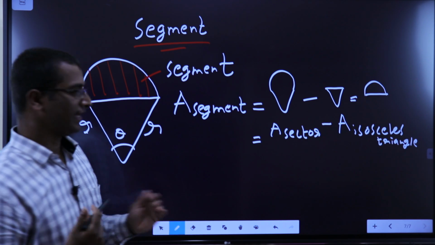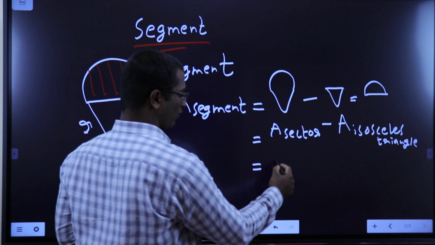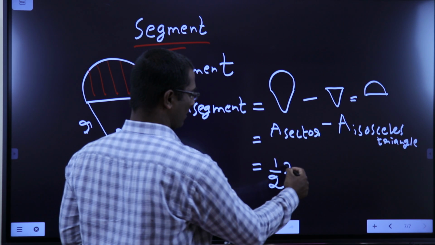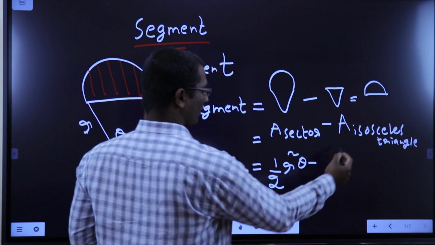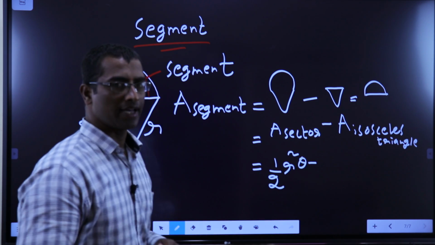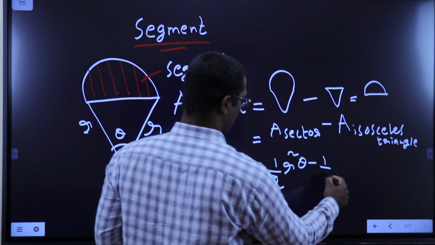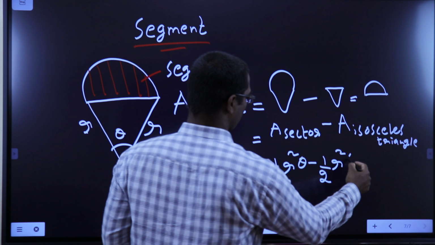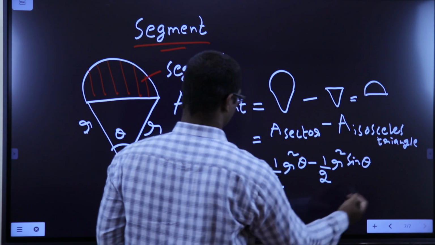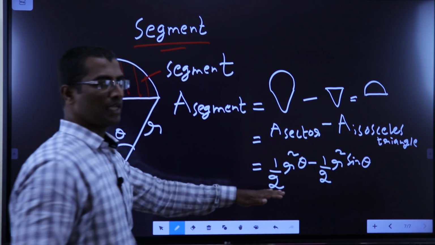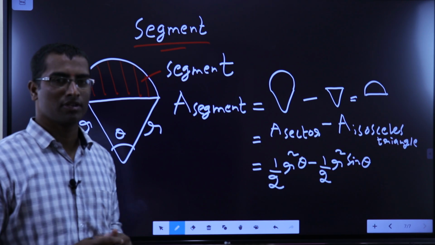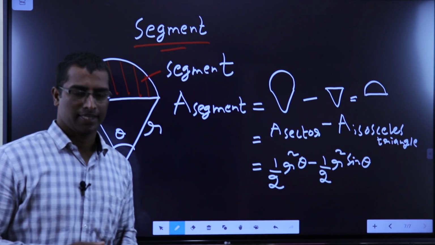Okay. Next. Area of a sector formula in radians, half r square theta. Area of an isosceles triangle is half r square sine theta. So this is the formula we need to use for area of a segment. Is it clear?